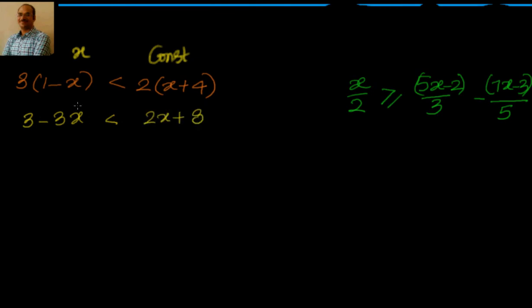First, I should have only x terms here. That means 3 is not needed here. I have to subtract 3. So I will remove 3: 3 minus 3x minus 3 is less than 2x plus 8 minus 3. 3 and minus 3 will cancel out. You will have minus 3x less than 2x plus 5.